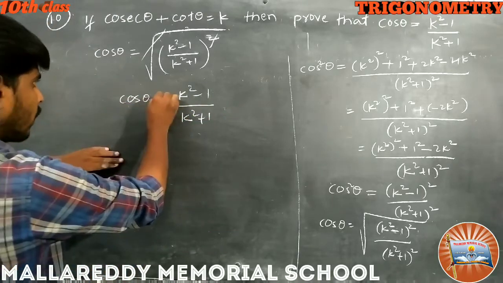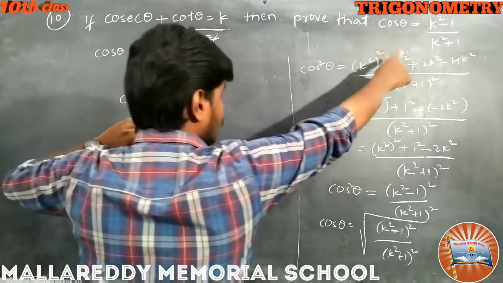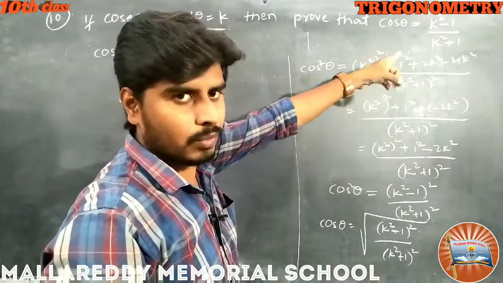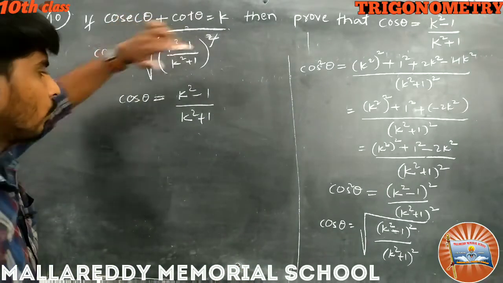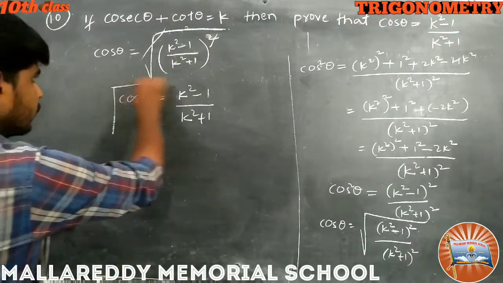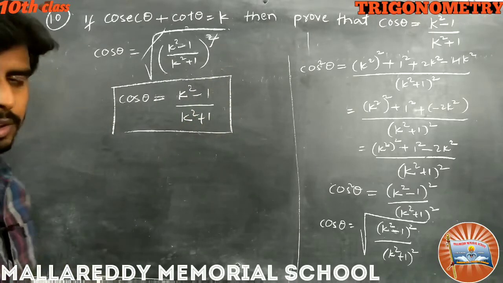This is our required answer. Look at here, cos theta equals k square minus 1 by k square plus 1. We have proved here, okay, by taking cosec theta plus cot theta equals k. Right, this is the answer.